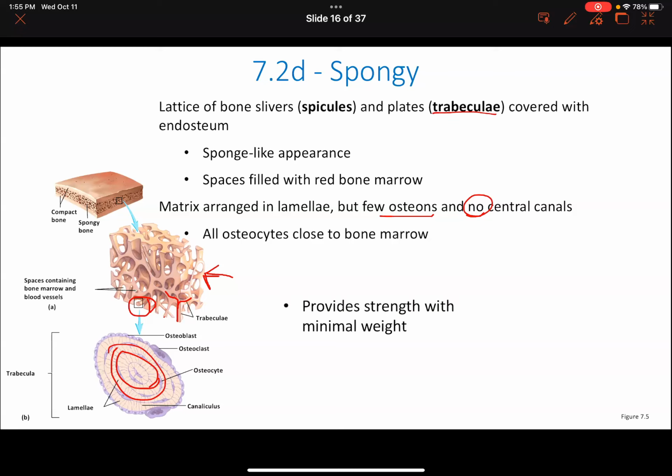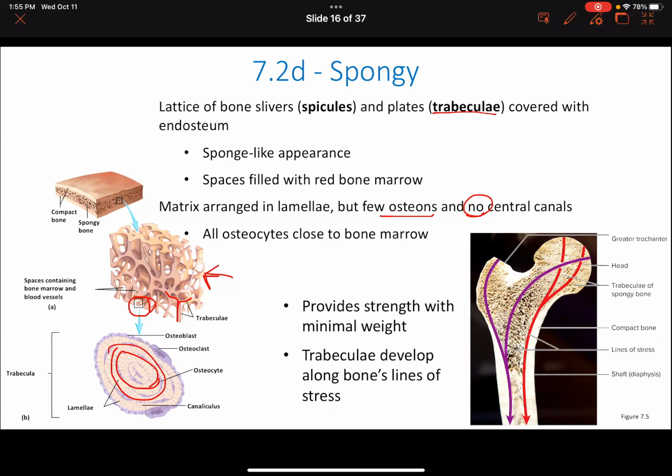The benefit of spongy bone is it's going to provide the strength because of the concentric lamellae, but it has less weight than the compact bone because it's not as dense. It's got that space in between it. And that's really important when we're talking about things like the skull. A good example is your skull. If you had all compact bone in your skull, then your skull would be much heavier because it would be more dense. And it would be kind of a pain if we had to carry compact bone around in our skull because it would be very heavy.